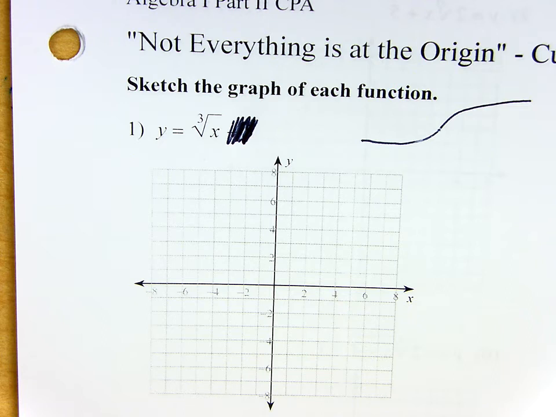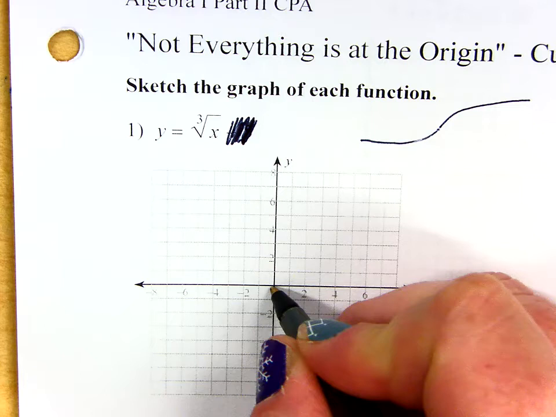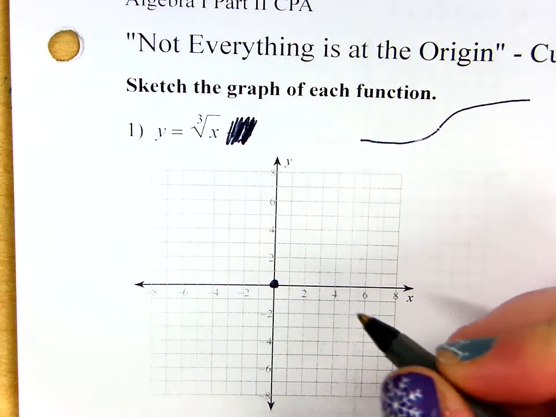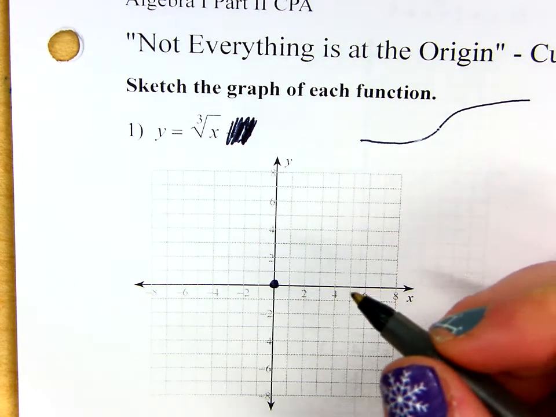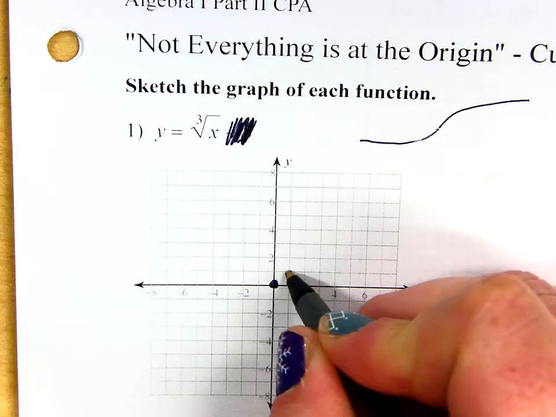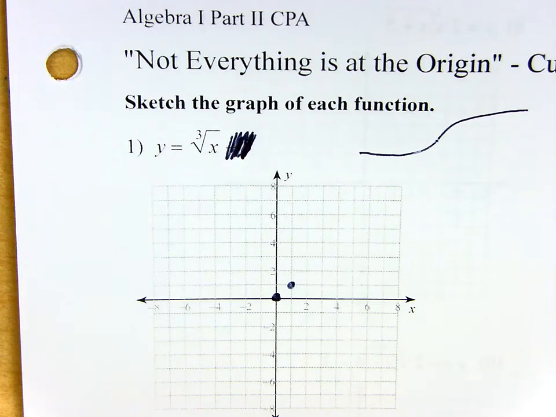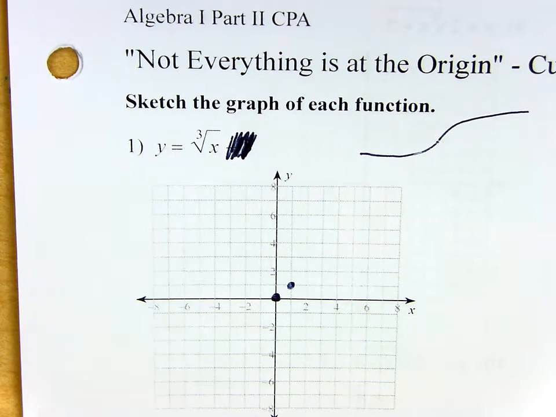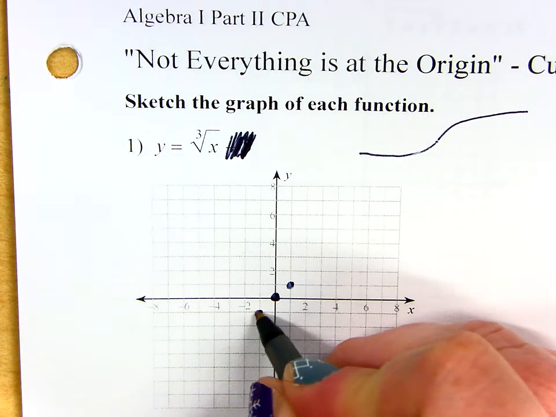So I'm really just going to plug in things that are perfect cubes and see what comes out. The smallest thing, well, I can take the cube root of 0, can't I? What comes out? 0. So 0, 0 is still a point on my parent function. I can also take the cube root of 1. What do you get out? 1. So 1, 1 is also a point on this graph. But I can also take the cube root of -1. What's the cube root of -1? -1. Okay.